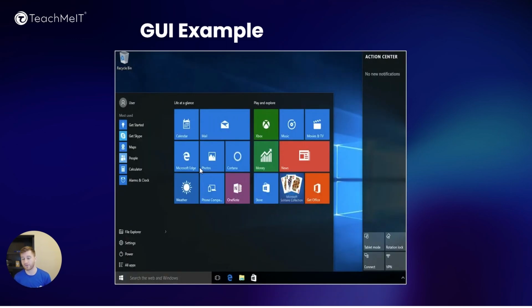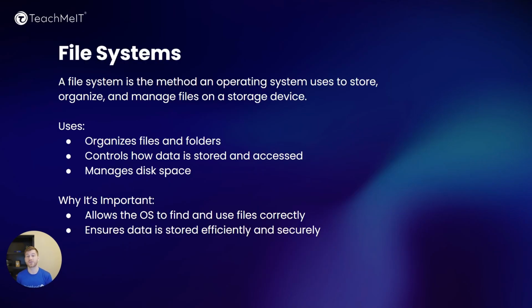Here's a common example of a graphical interface, just a basic Windows display. You can see we can navigate to a bunch of different things. There's a lot of different areas we can click, and overall, everything that we use nowadays is some sort of graphical interface. File systems are a way an operating system allows us to use, store, and manage files and data on a device.